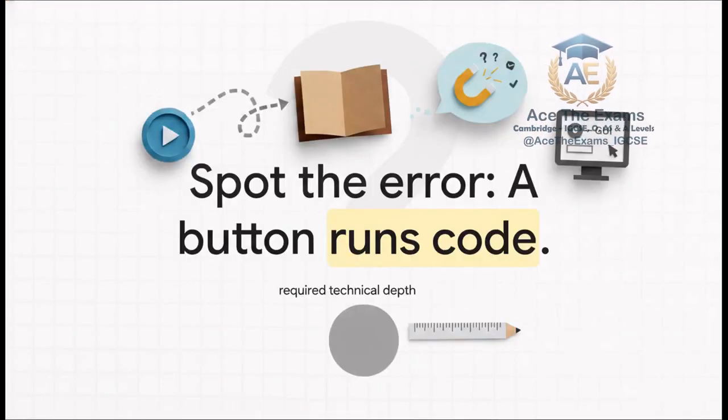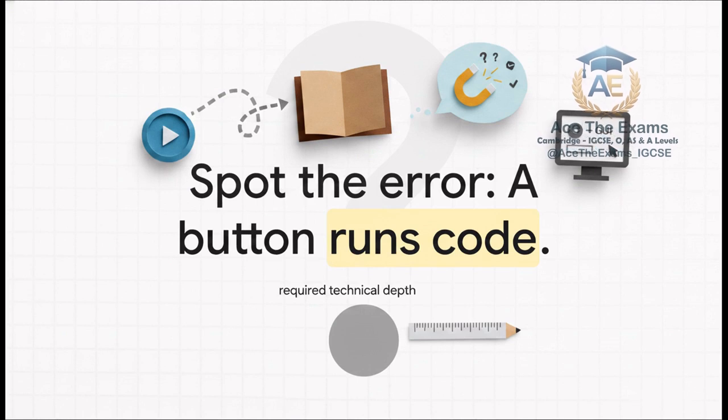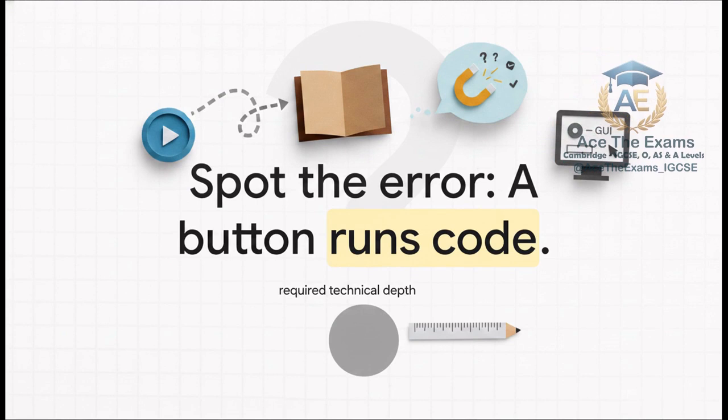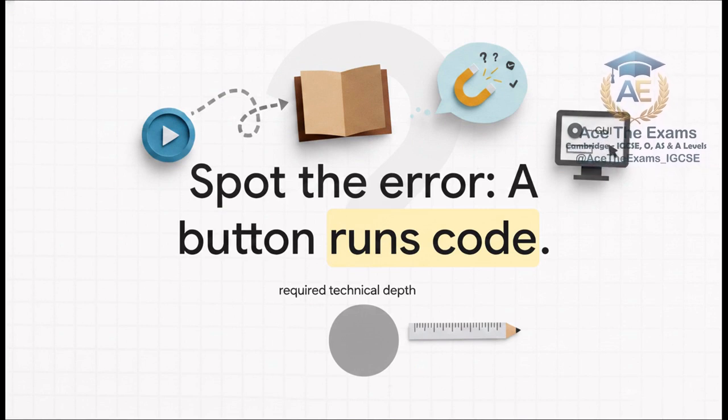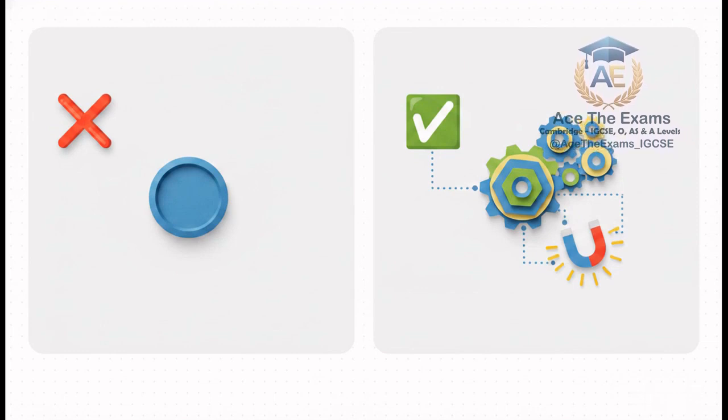All right, let's test those exam instincts for a second. Try to spot the error in this phrase. A button runs the code. Just pause and predict. If you wrote this in a Cambridge exam when they asked you how a message is delivered in a GUI, what mark do you think you'd get? Really think about the technical depth we've been talking about. Well, if you guessed 0 marks, you hit the nail on the head.